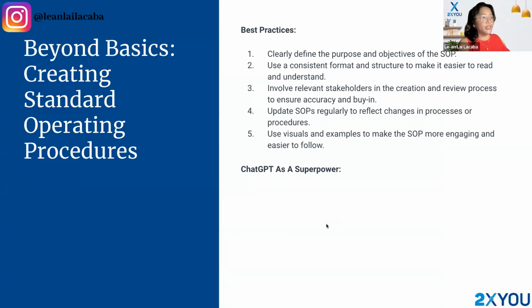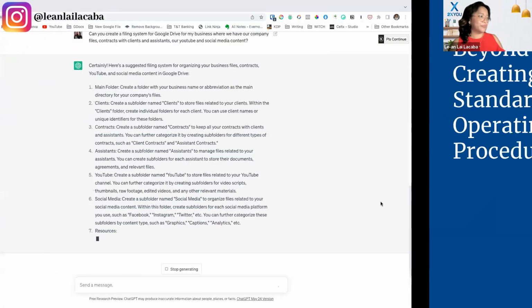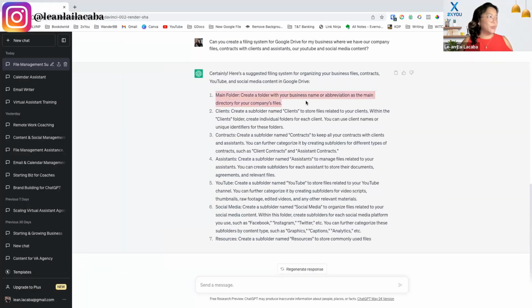So how do you use ChatGPT as a superpower when it comes to creating SOPs? It's basically then you just create a prompt very, very easily for the SOP. So from here, it already said, this is your main folder. You create a folder for clients. You create a folder for contracts, for assistants, for YouTube, social media resources, so on and so forth.